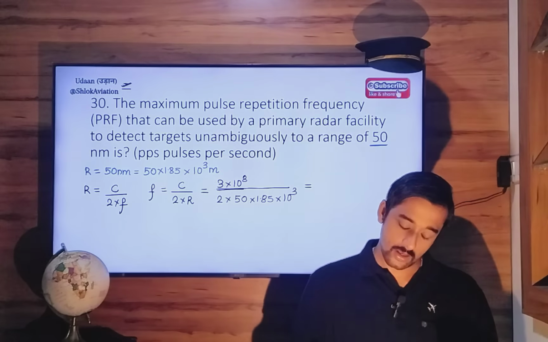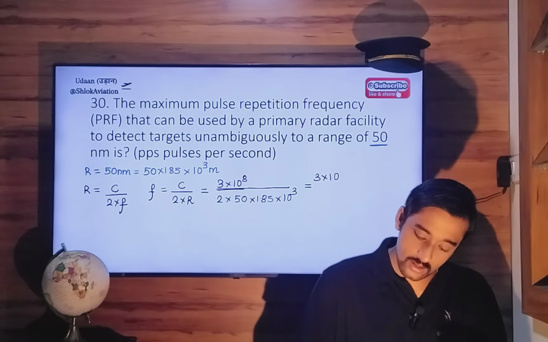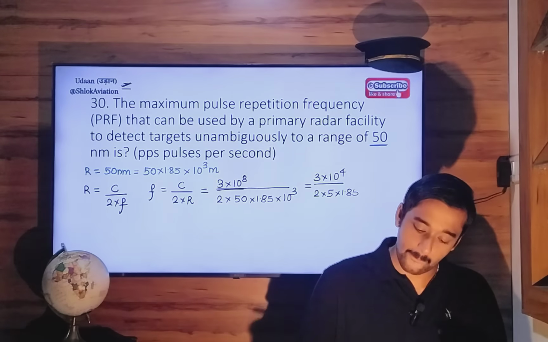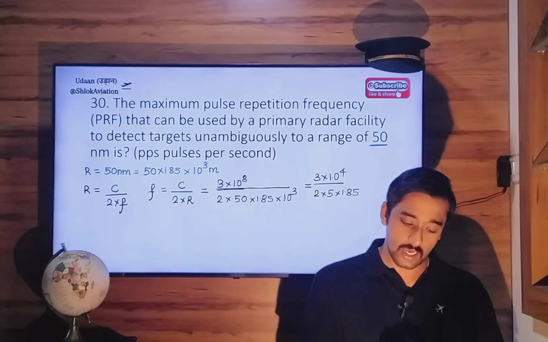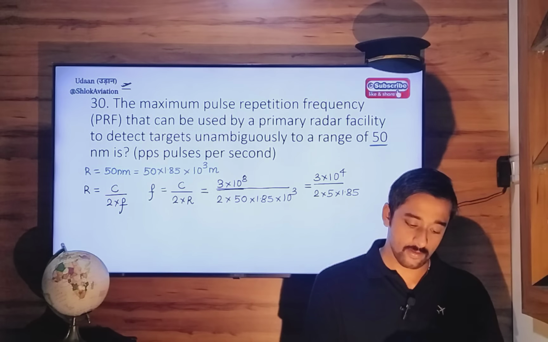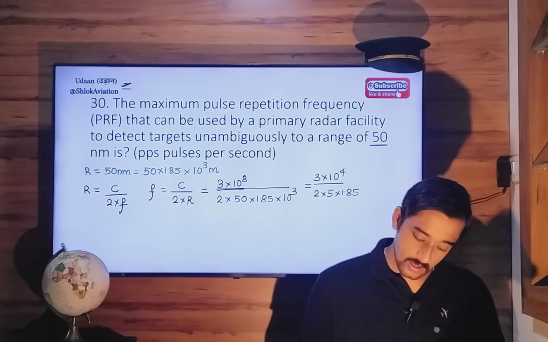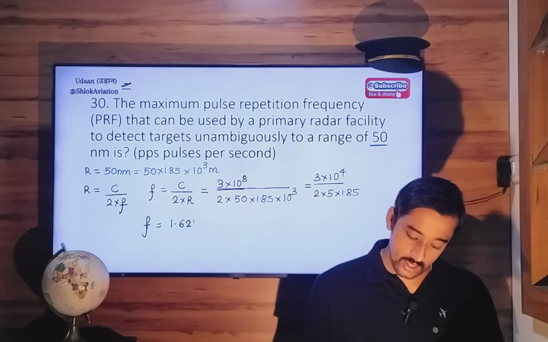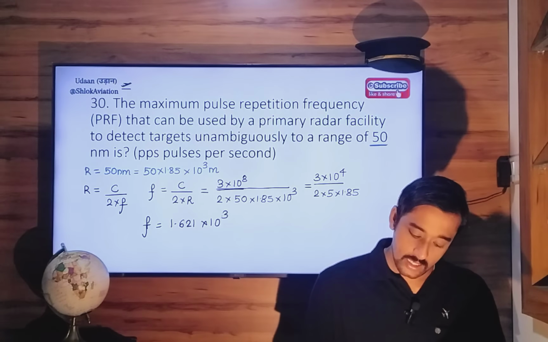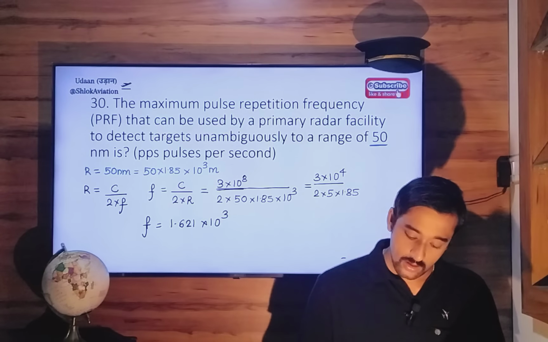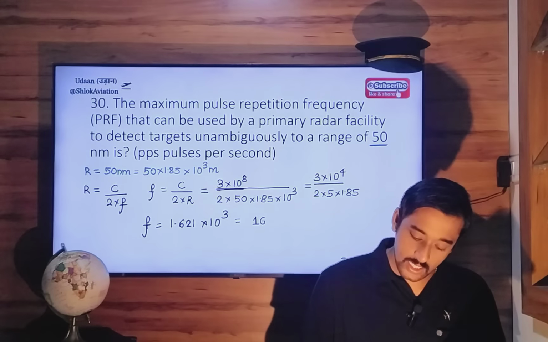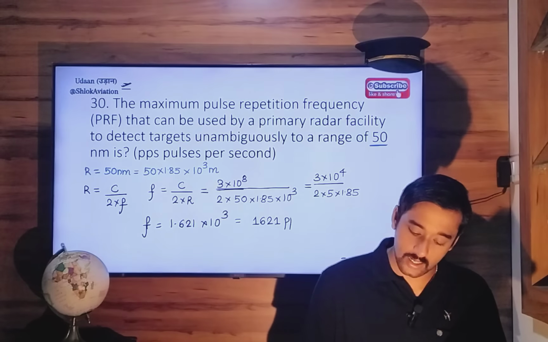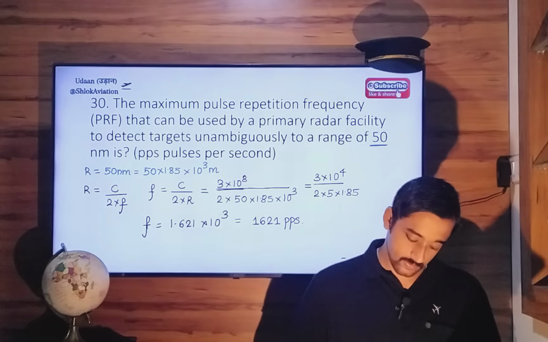So 3 into 10 raised to 4 divided by 2 into 5 into 1.85. So 3 divided by 1.85 is 1.62, into 10 raised to 3, that is 1621 pulses per second. This is the answer.